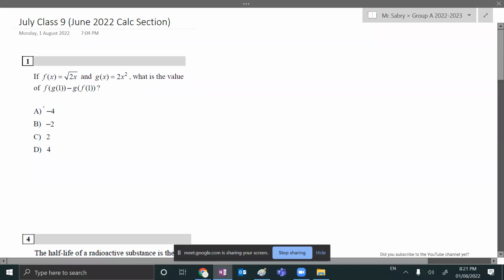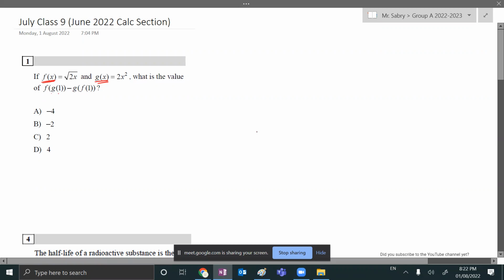So we're starting with this one. You're given two functions. One is called f of x, one is called g of x. What is the value of f of g of 1 minus g of f of 1?